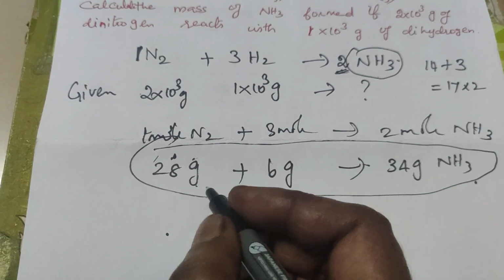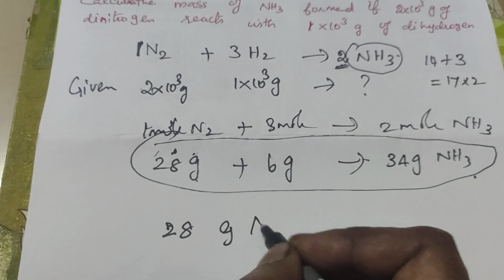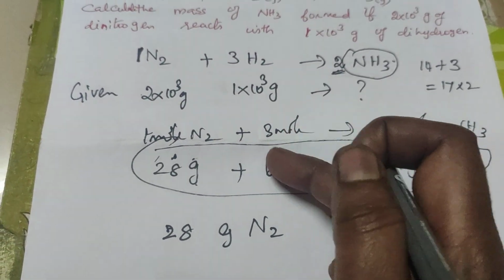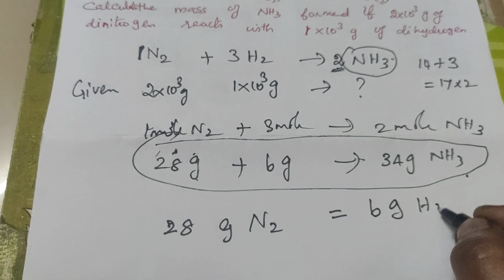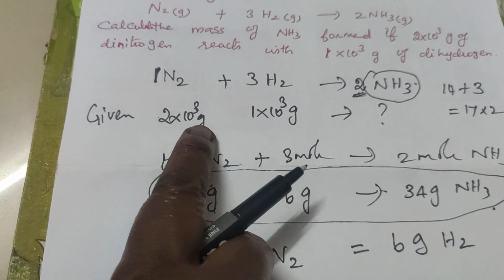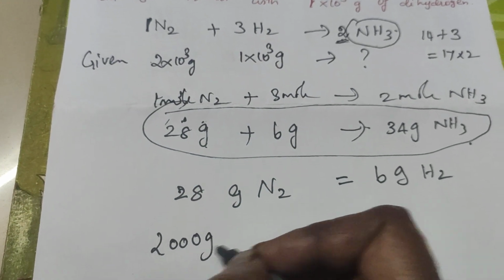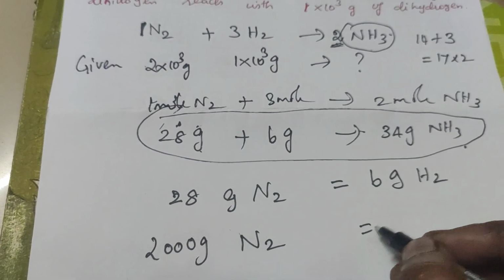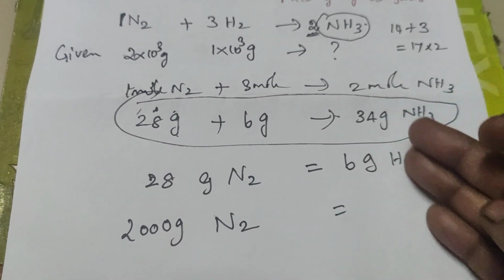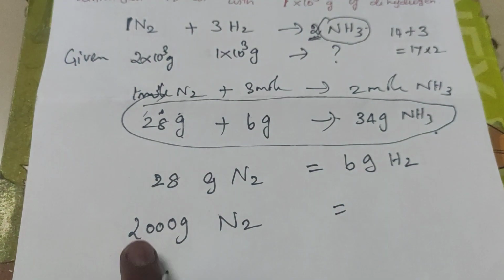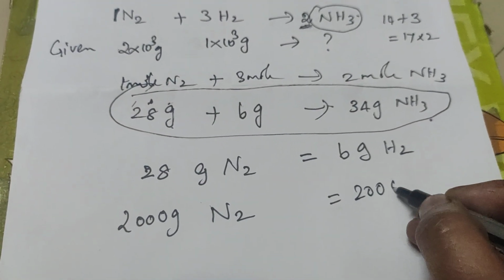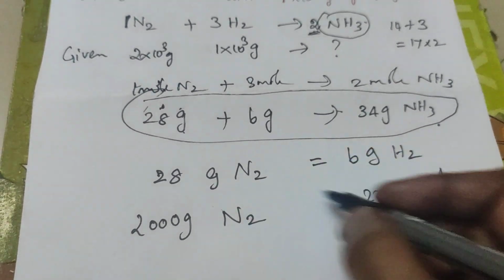So according to stoichiometric ratio, 28 gram of nitrogen can consume 6 gram of hydrogen. But in the reaction vessel, you have 2 × 10^3, which is nothing but 2000 grams of nitrogen. How much hydrogen can 2000 gram of nitrogen consume? We have to find out. Nitrogens are all on the same side, left hand side, and hydrogen we calculate on the right hand side. Therefore the ratio will be this into this divided by this. So 2000 into 6 divided by 28.